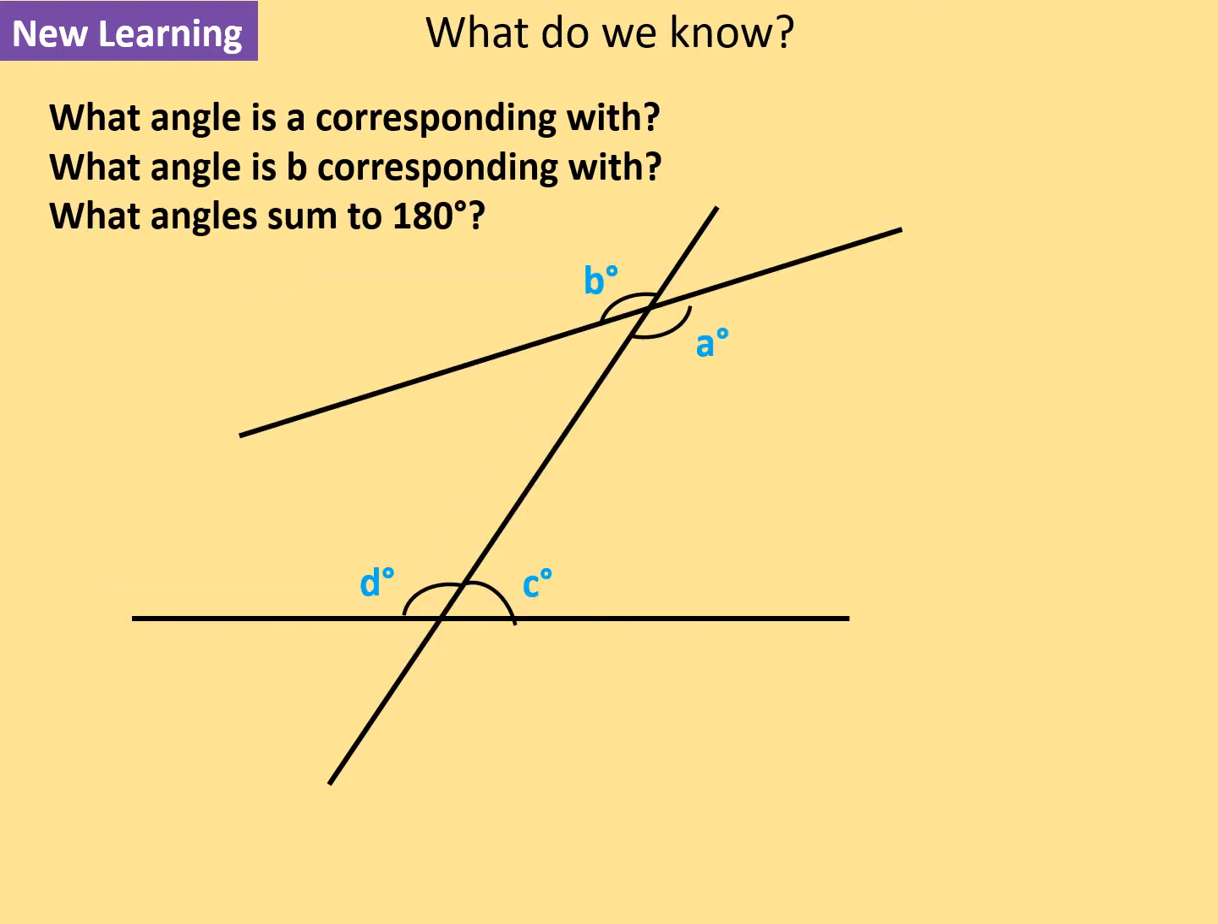Now that we have recapped what corresponding and allied mean, let's have a go at these questions. What angle is A corresponding with? What angle is B corresponding with? And finally, what angles sum to 180 degrees? What I would like you to do is to time 5 minutes to have a go at these questions on the paper in front of you. Please pause the video, time 5 minutes, and off you go.